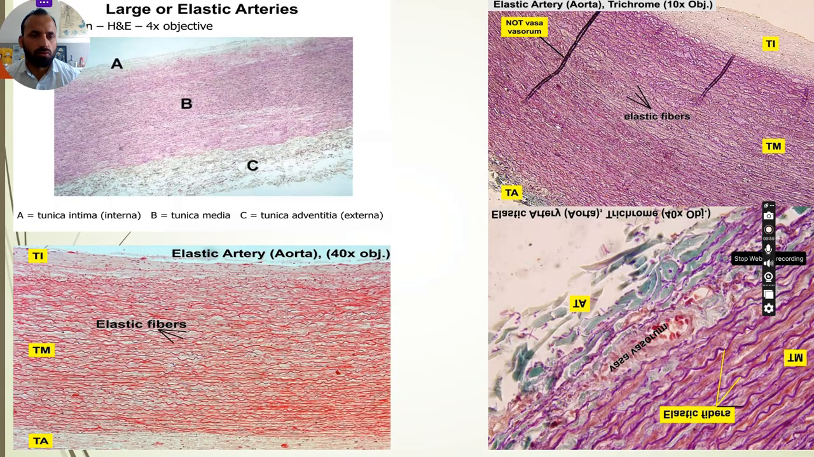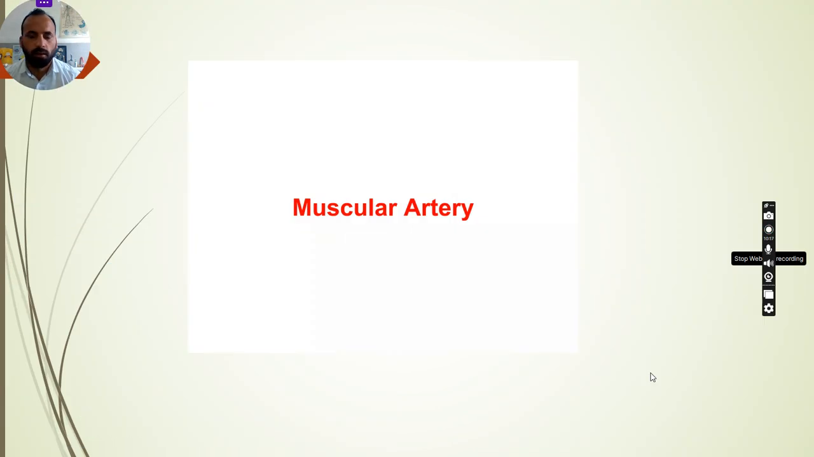These are some examples of H&E stained sections, and on my right, you can find so many elastic fibers here. In this elastic artery also, so many elastic fibers, a wavy appearance of the fibers; those are elastic fibers here also. This is the trichrome stain. You can find so much elastic fiber there.